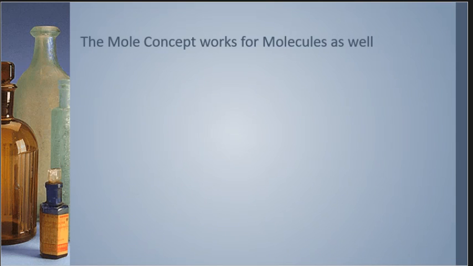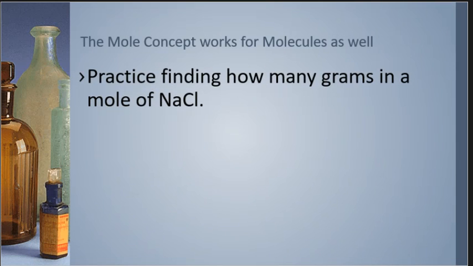All right, so the mole concept also works for molecules. So practice finding how many grams. This is where you're going to be spending a lot of time for the rest of the year, okay? How many grams are in a mole of sodium chloride? The first thing you need to do is find our AMUs for sodium. We only have one of them: 22.9. And how many AMUs for Cl? 35.45. Okay, so we can add those together.